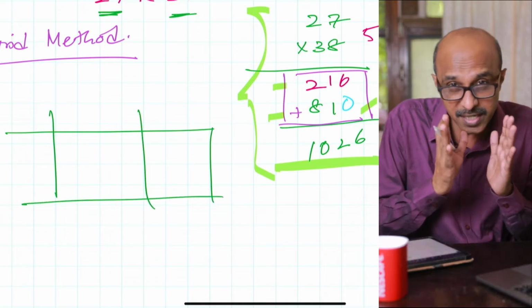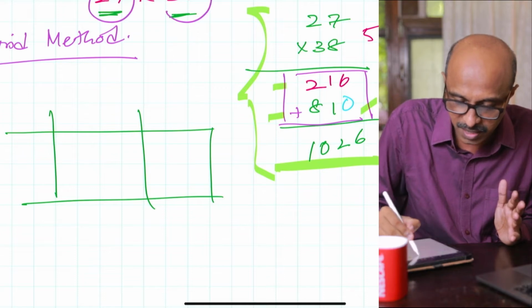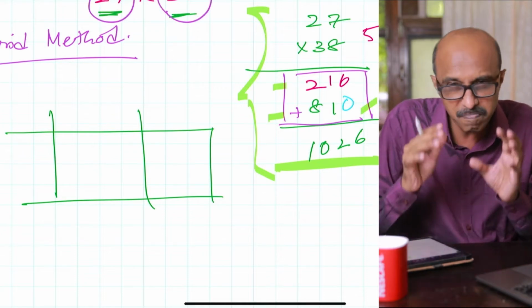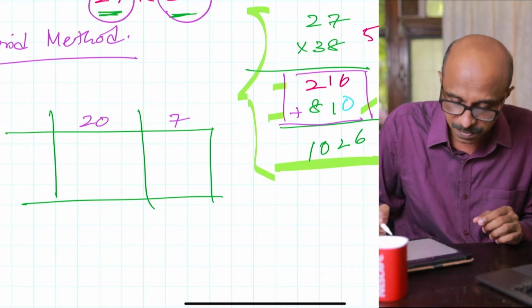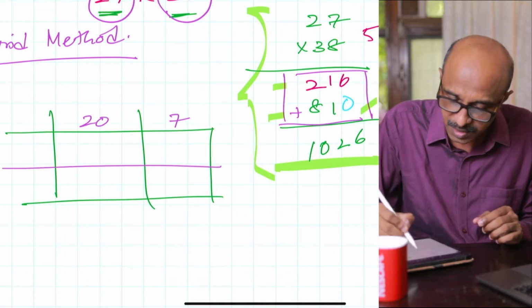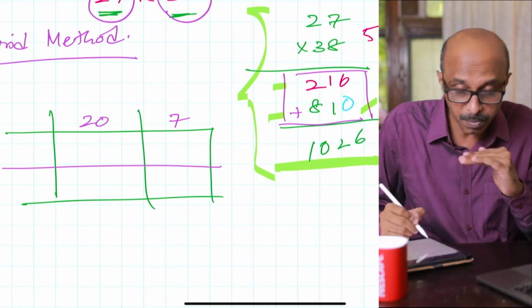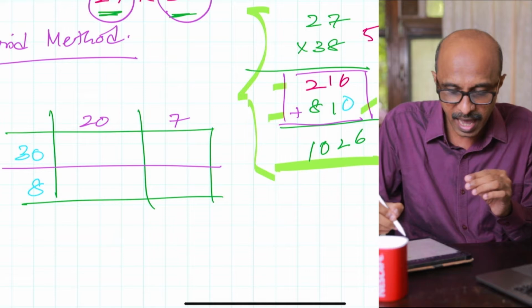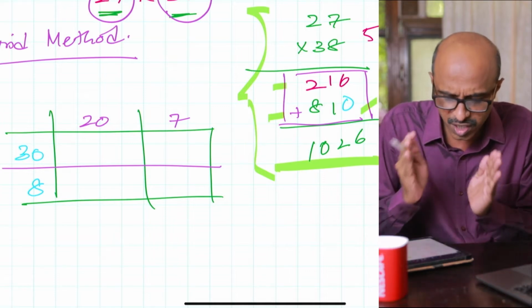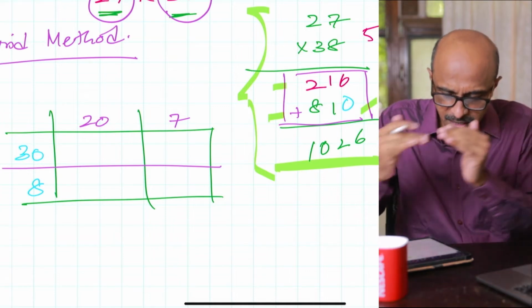What we are doing is basically chopping up the numbers 27 and 38 down to simpler numbers. So 27 can be written as 20 and 7, correct? In the same way, 38 can be chopped down as 30 plus 8. So what have we done? 27 and 38 have been chopped down to simpler numbers, 20 and 7, 30 and 8.